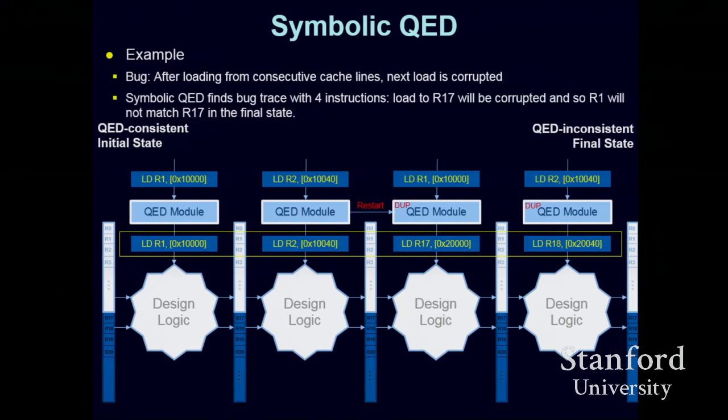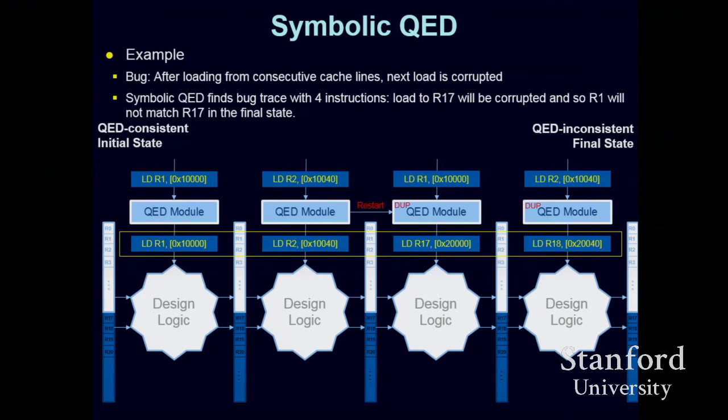So using this particular example, Symbolic QED can find a bug trace with four instructions, two original and two duplicate instructions. What happens is basically it says we're going to load R1 from a particular memory address, then load R2. And notice that we're loading R2 from a consecutive cache line. Okay, so the bug gets triggered.